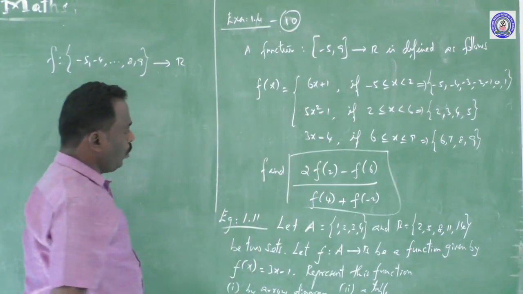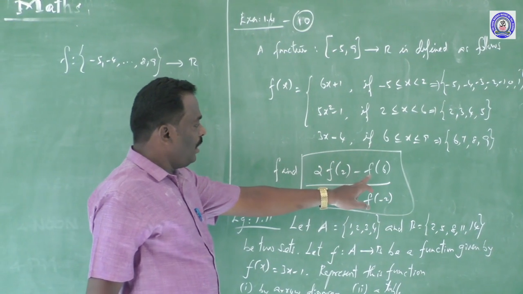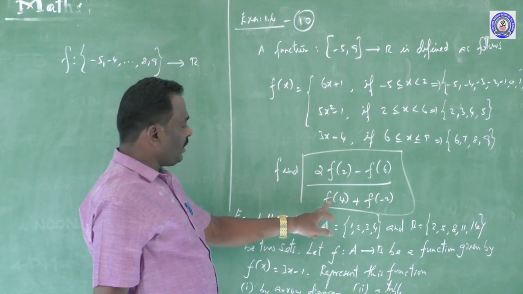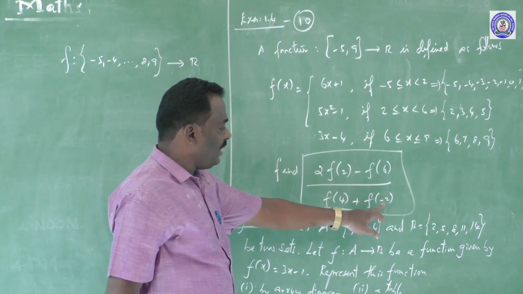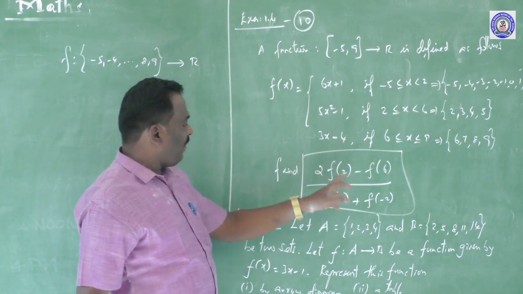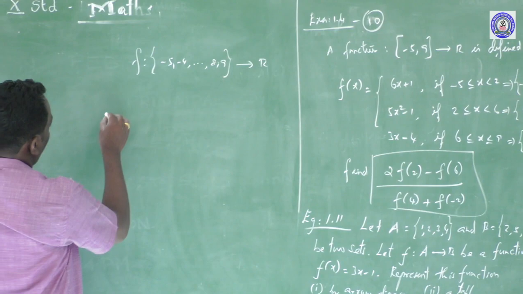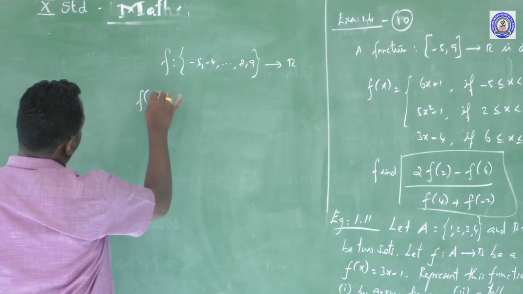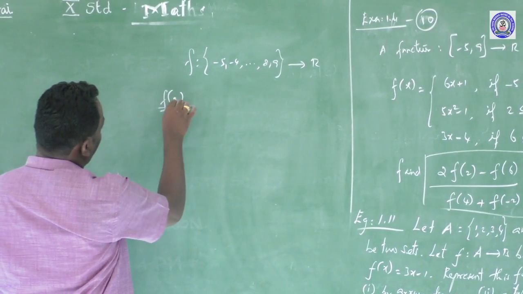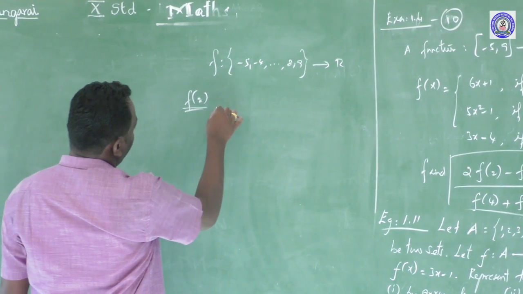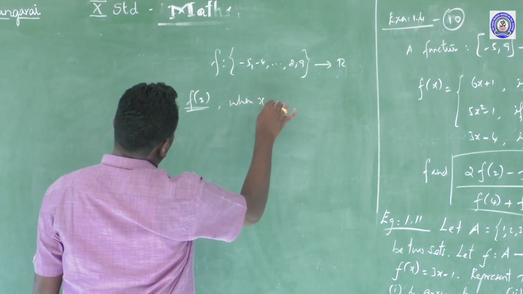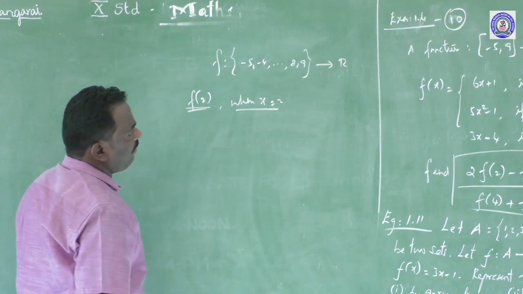It is 2 into function value of 2 minus function value of 6, divided by function value of 4 plus function value of minus 2. So already we know. So for example, we can try the first one. We want to find first the function value of 2. That means x value equal to 2. Then when we put the x value, what is the corresponding function value?